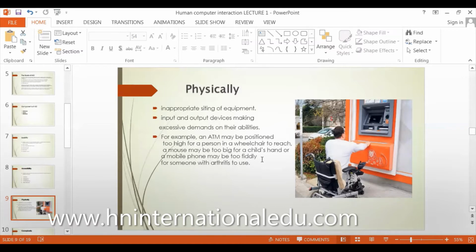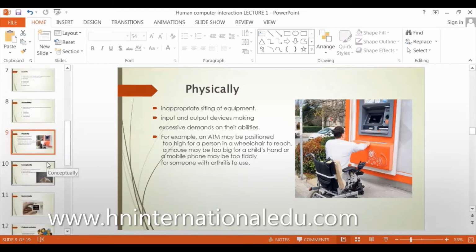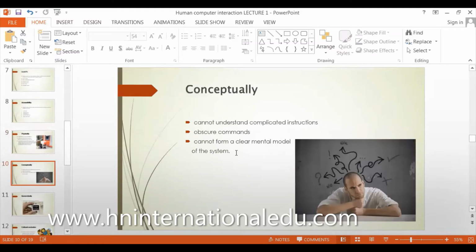A mouse may be too big for a child's hand, or a mobile may be too fiddly for someone with arthritis to use. These are physical constraints. A designer must keep these things in mind. Second is conceptual. For example, a person cannot understand the instruction. What does it want to say?